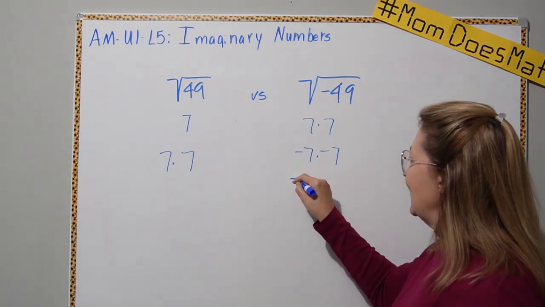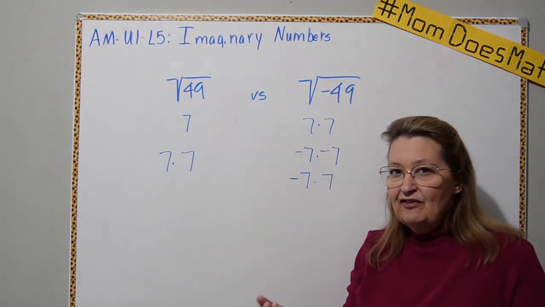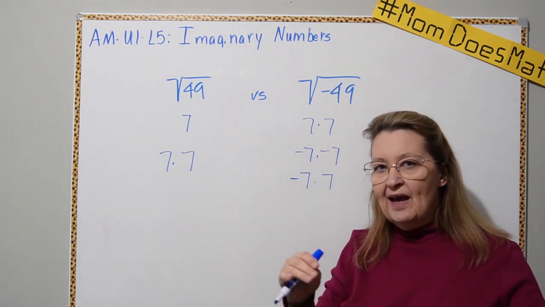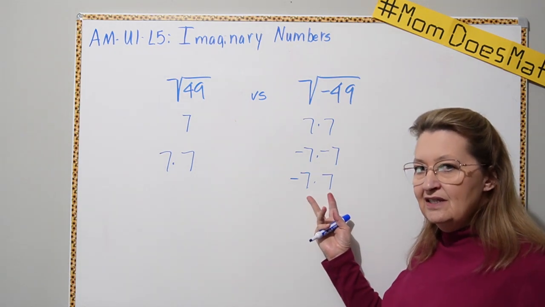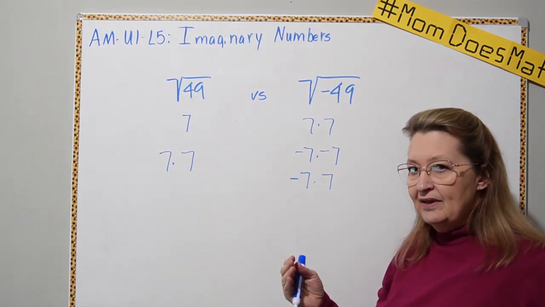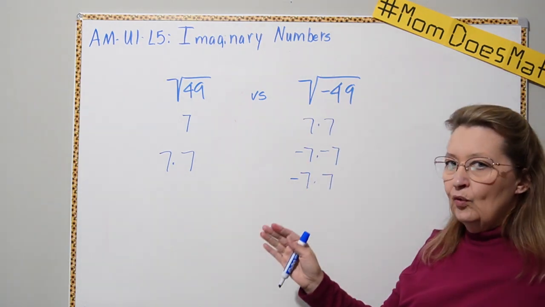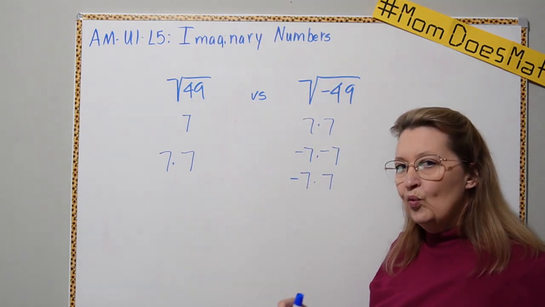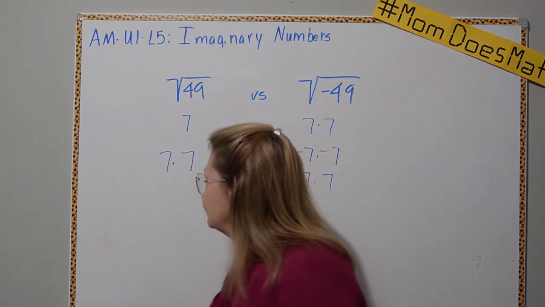And it also can't be -7 times 7 because by definition for a square root, you have to multiply the number times itself. They have to both be the same. And -7 is not the same as 7. So having a negative under the radical was the problem, and the imaginary number was the solution. And this is how it solves that problem.